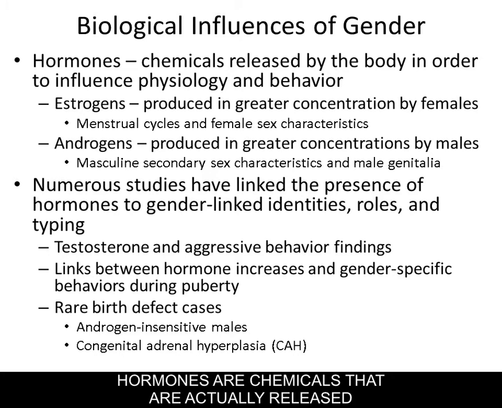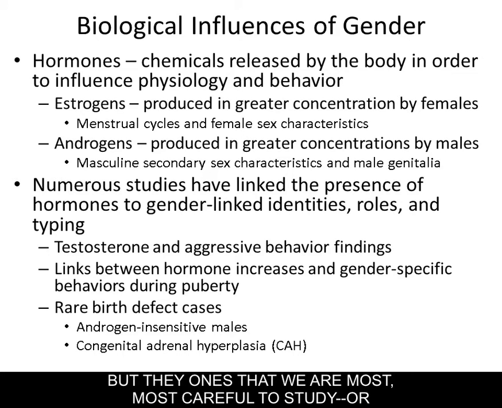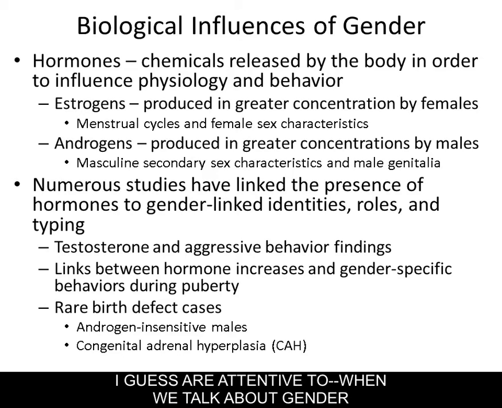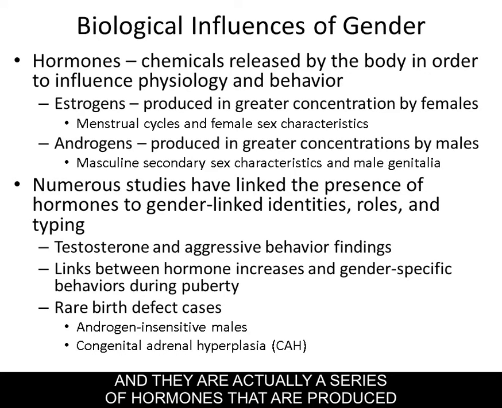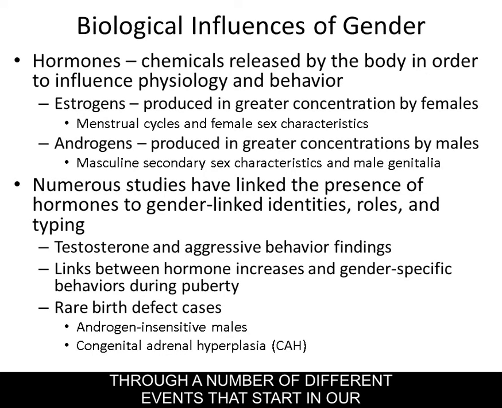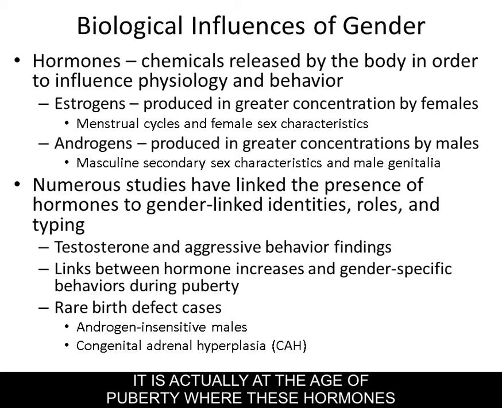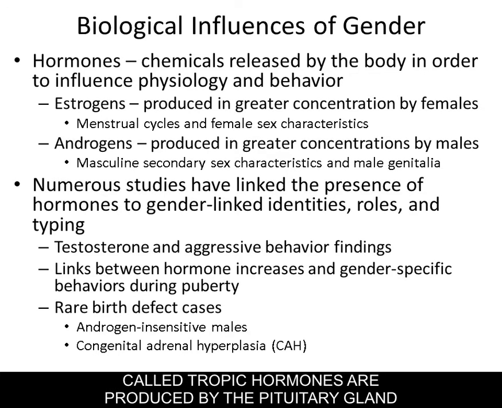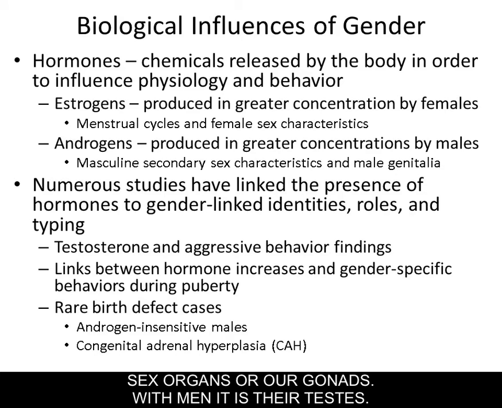Hormones are chemicals that are actually released by a number of different organs within our body, but the ones that we're most attentive to when we talk about gender are the hormones of estrogens and androgens. And they're actually a series of hormones that are produced through a number of different events that start in our pituitary gland and our hypothalamus. Usually it's at the age of puberty where these hormones, what we call tropic hormones, are produced by the pituitary gland and hypothalamus and sent down to what are called our sex organs or our gonads. For men, it's their testes.